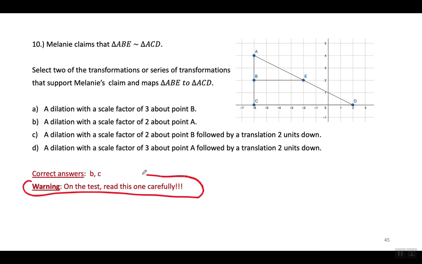Alright, look what I wrote here, guys. I wrote this for a reason. My question is similar, but I'm telling you right now, I changed it up in a way that if you don't know what you're doing, you're totally going to mess this question up.